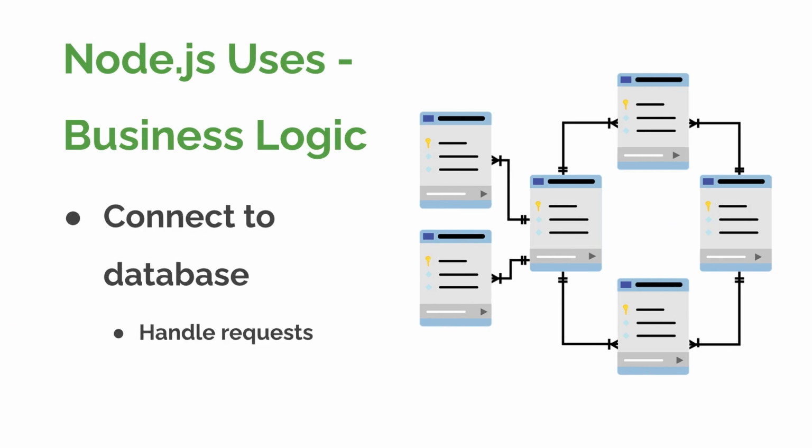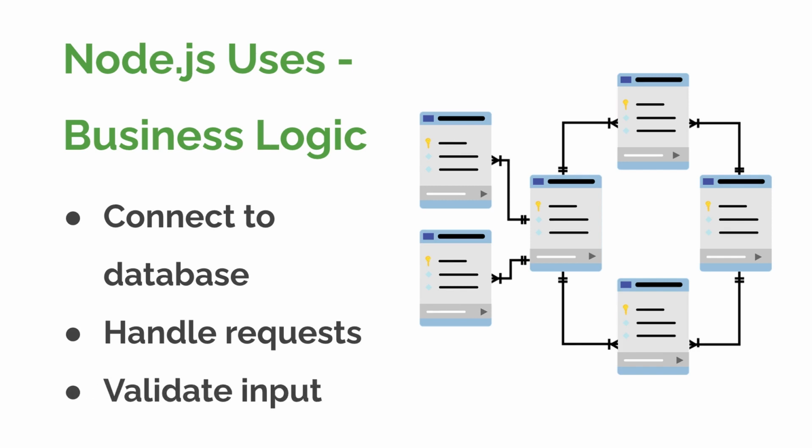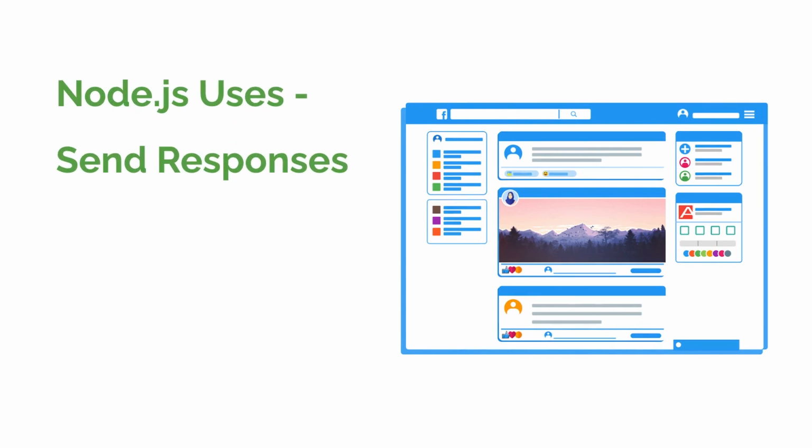So with Node, you can connect to a database and handle requests from your site visitors. A database is used to store site data. For example, you could store profile information, you could store usernames, passwords, accounts. You could store different products if you were making an online store. So Node.js not only can build a server, but can also handle business logic. As well, it can validate input, so you can make sure you don't get invalid inputs or people trying to hack into your website. Another use of Node.js is to send responses.